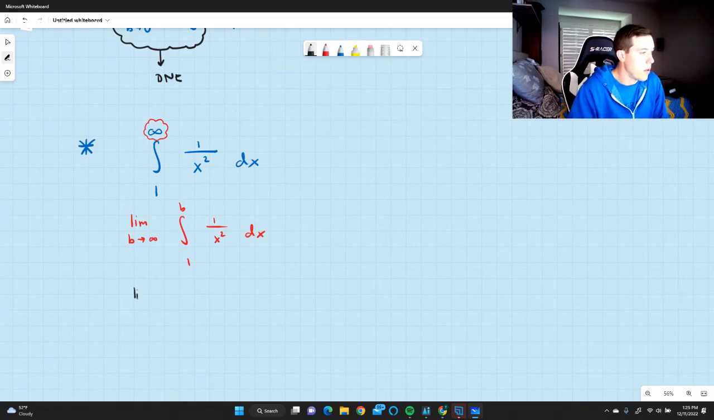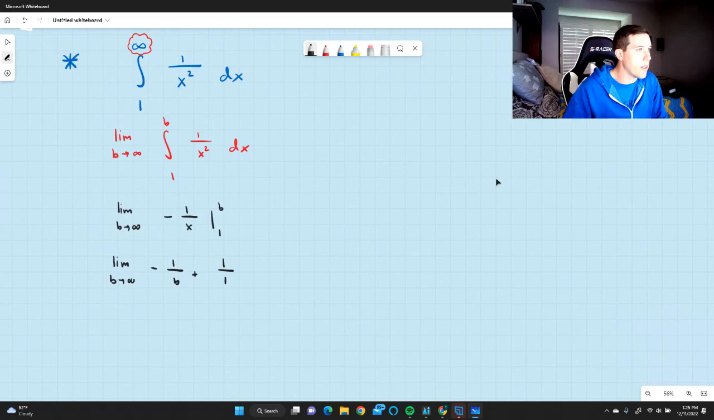So the antiderivative would be negative 1 over x from 1 to b. Plug in your bounds. So negative 1 over b plus 1 over 1. And now you need to be able to evaluate this limit. Remember, sometimes it exists and sometimes it doesn't.